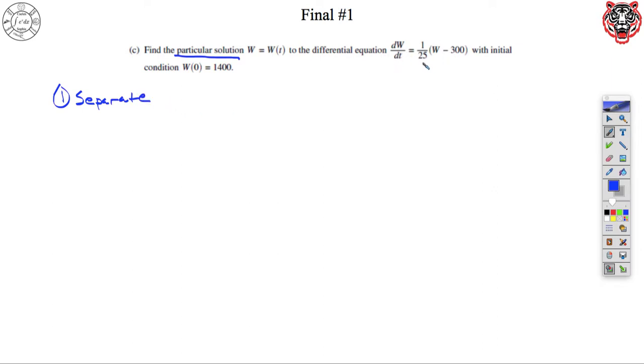I'm going to cross multiply, and this w minus 300 needs to go with the w, so I'm going to divide both sides by w minus 300 so it goes on this bottom part, which means I am left with dw divided by w minus 300, and that's going to be equal to 1/25 times dt. Perfect. Now we need to do step 2, integrate.